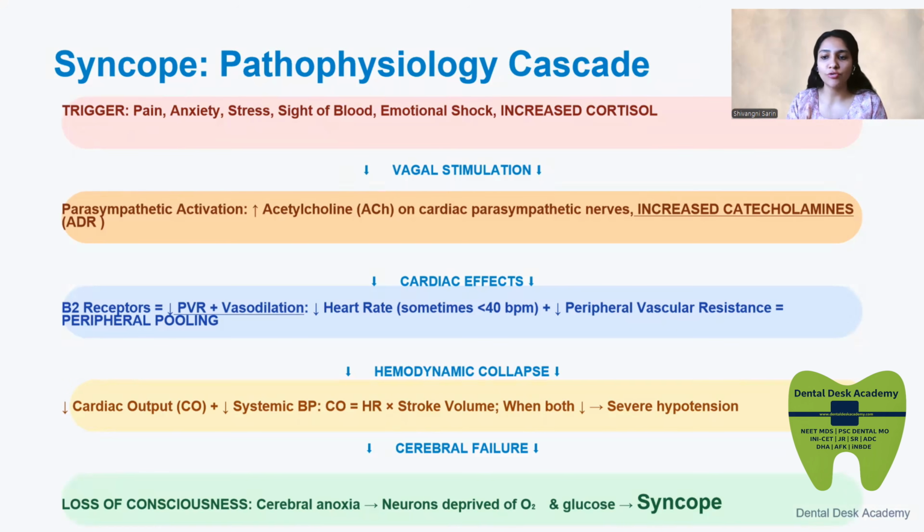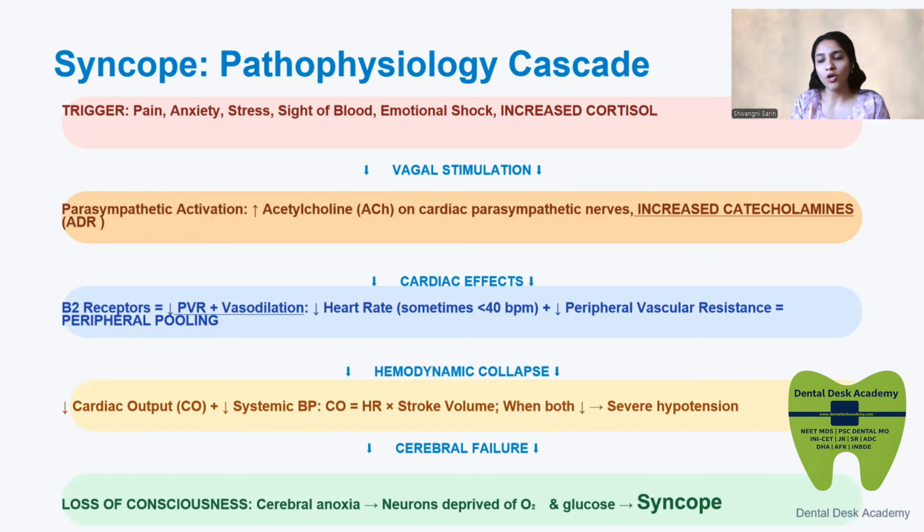Generally, it accounts for 53 to 60% of the medical emergencies. What happens is that the patient is already under a lot of pain. He's very anxious. The sight of needles or the sight of blood causes abundant stress. Due to this, there will be an increase in the stress hormone, cortisol. This will eventually lead to vagal stimulation. Vagus, we know, is the 10th cranial nerve. Once vagus gets stimulated, it activates the parasympathetic system, due to which acetylcholine will increase. And eventually your catecholamines, your adrenaline, will increase.